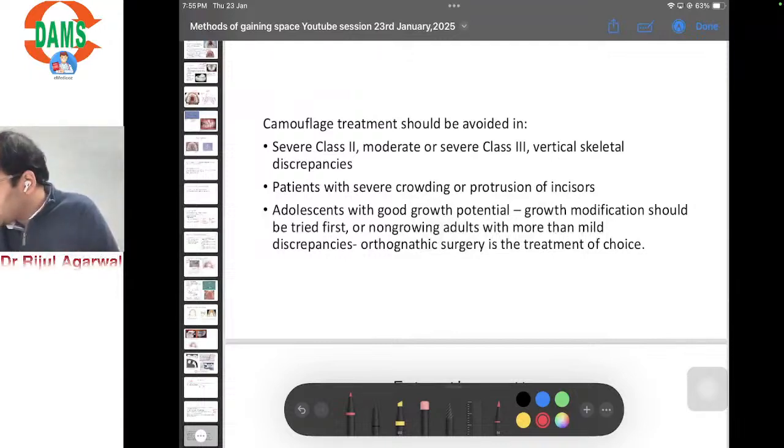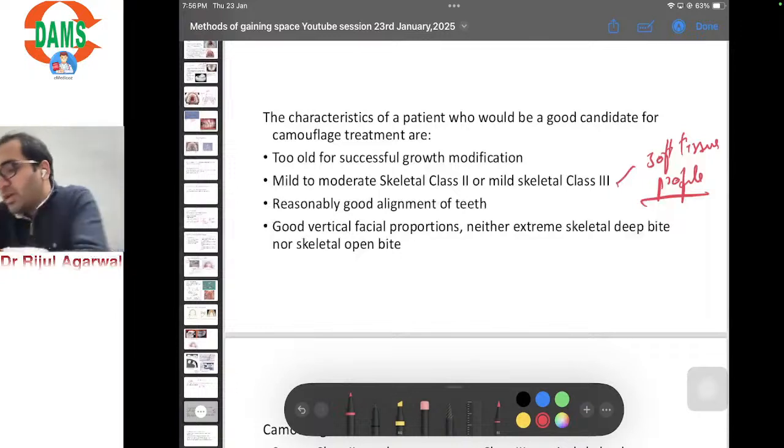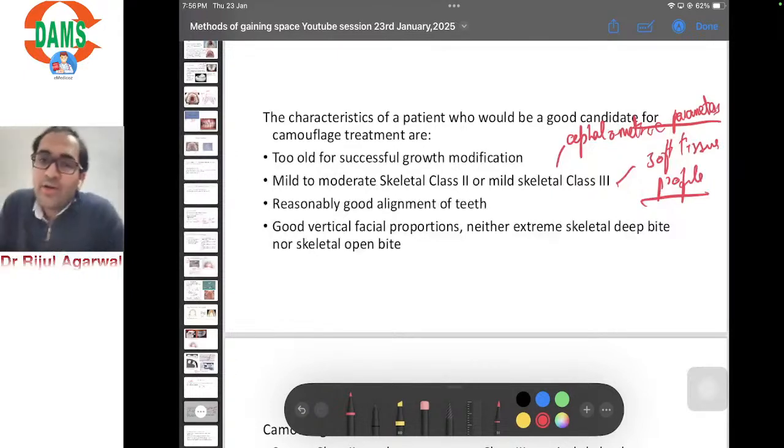So what case history for soft tissue profile? No, I did not mention case history. I said how will you judge whether it's a mild class 2 or class 3. One way is through cephalometric parameters. This is the radiographic method, and clinically, through soft tissue profile.